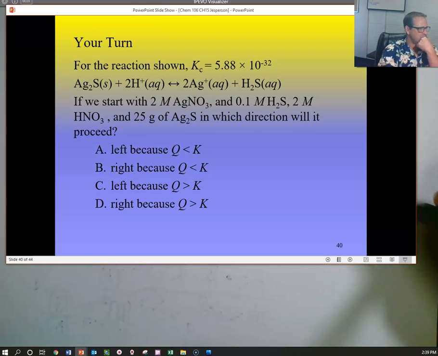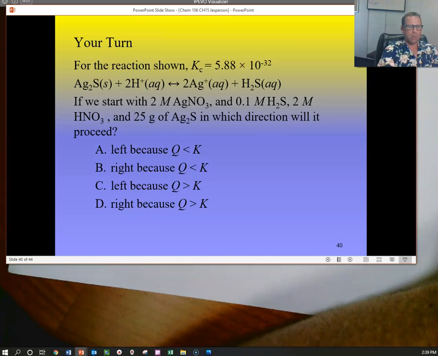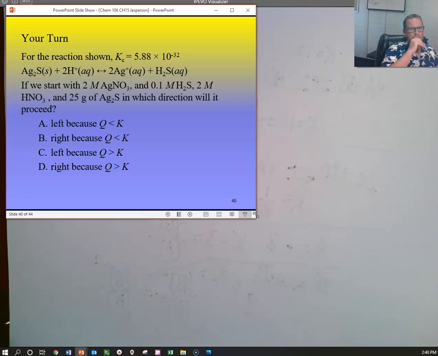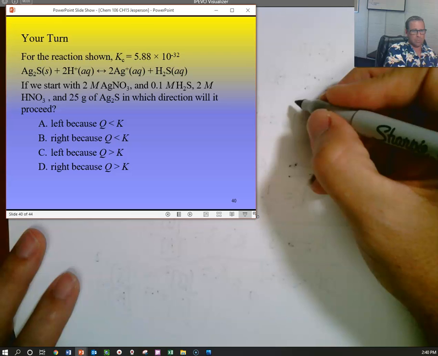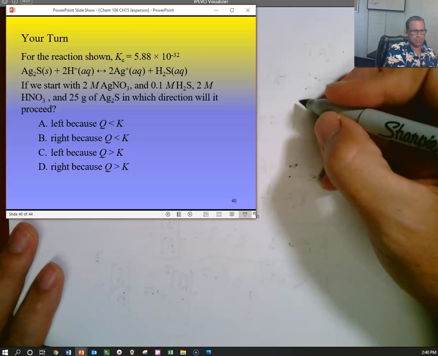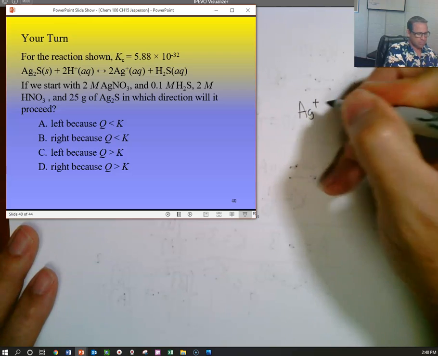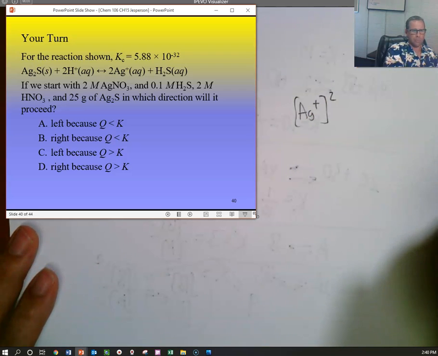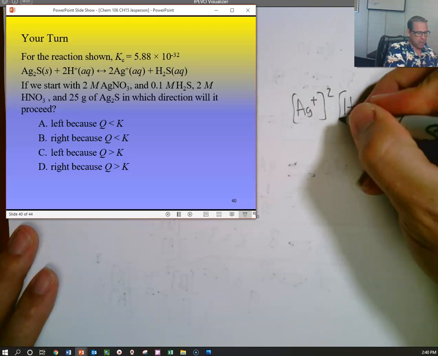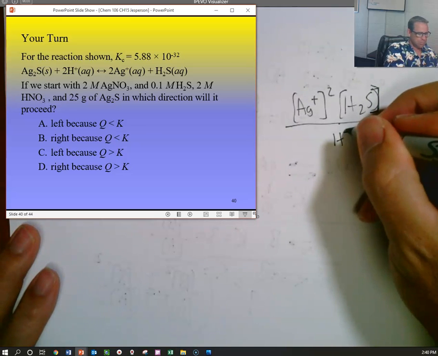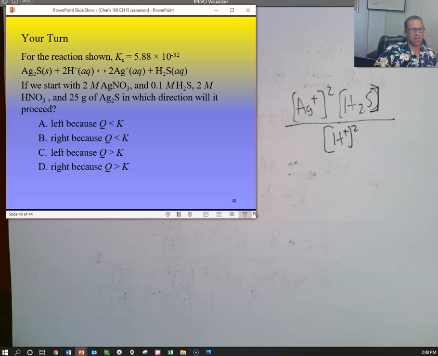Let's see. Alyssa, J, Sarah, what do you think? How are we going to approach this problem? I would say start by writing out just the equilibrium expression. It would be the concentration of Ag+ squared, multiplied by the concentration of H2S, over the concentration of H+ squared. Good. So now, how's that going to help us?